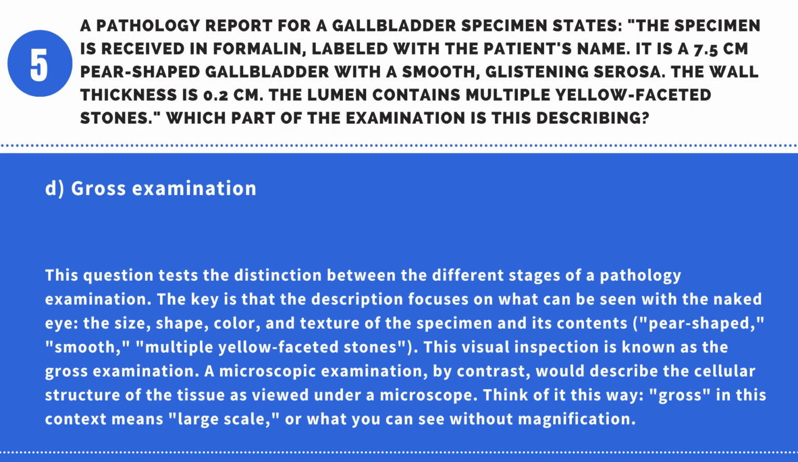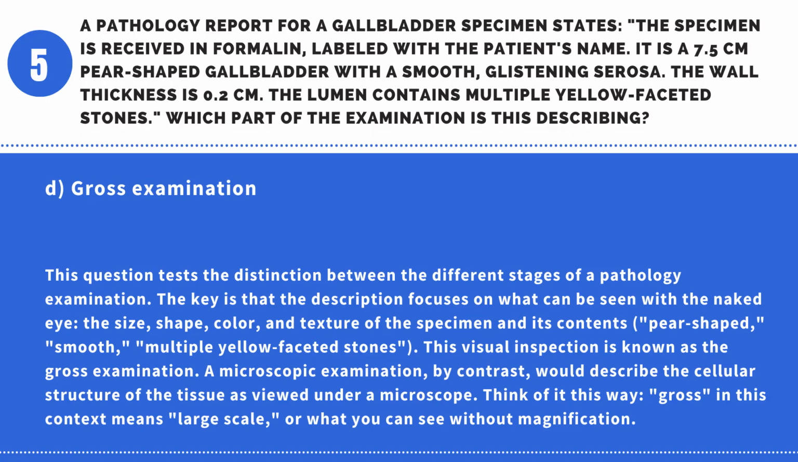Answer: D. Gross examination. This question tests the distinction between the different stages of a pathology examination. The key is that the description focuses on what can be seen with the naked eye: the size, shape, color, and texture of the specimen and its contents, pear-shaped, smooth, multiple yellow-faceted stones. This visual inspection is known as the gross examination.